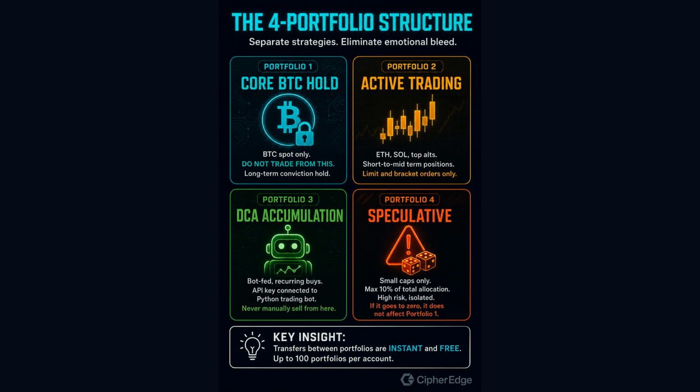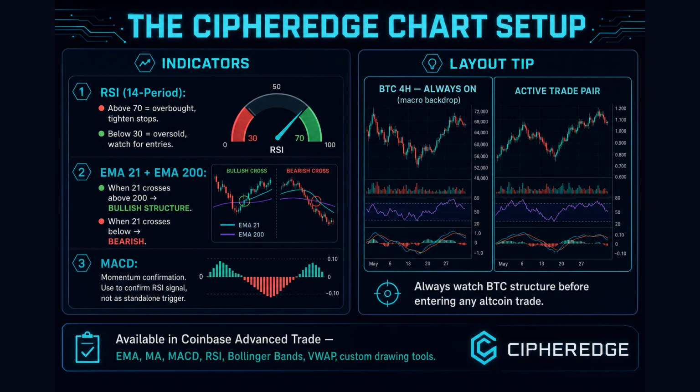My personal setup uses 3 things: RSI on all time frames set to 14 periods, an EMA 21 and EMA 200 on the price chart for structural trend direction, and MACD for momentum confirmation. RSI gives me a quick overbought and oversold read. Above 70, I tighten stops and reduce position size on new entries. Below 30, I start looking for entry setups. Nothing revolutionary, but consistently applied, it keeps you out of the worst timing mistakes.